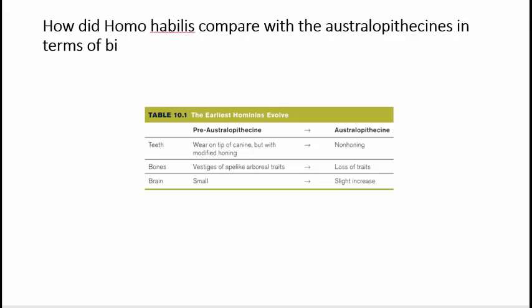How did Homo habilis compare with the australopithecines in terms of biological and cultural changes? Homo habilis, the earliest species of Homo genus, has a smaller overall body plan than the australopithecines. Homo habilis is short in stature, with short legs in comparison to its arms. Like the australopithecines, Homo habilis did not have a modern form of bipedalism. It would have had a shorter stride and a less effective walking ability.